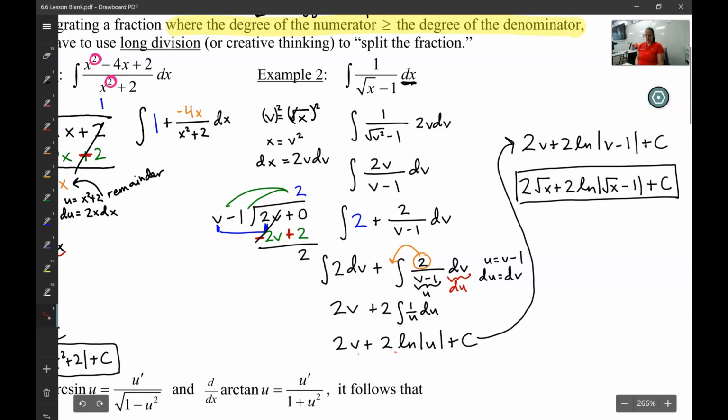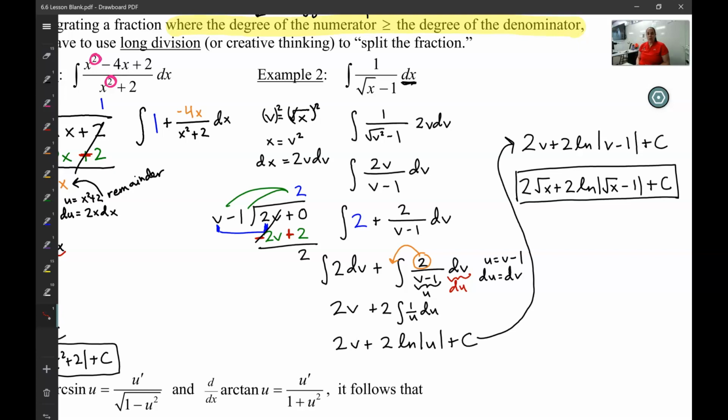So now I've got this. I start by substituting u back in. u was v minus 1, so I'm going to put that in for u. And then I need to substitute v. v, from way back when we started, was square root of x. So that's square root of x, and that's square root of x. And that should be your final answer.